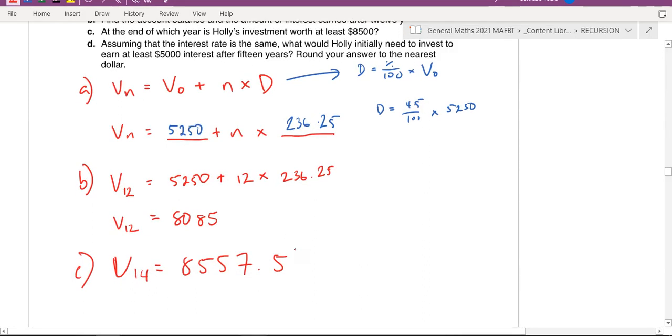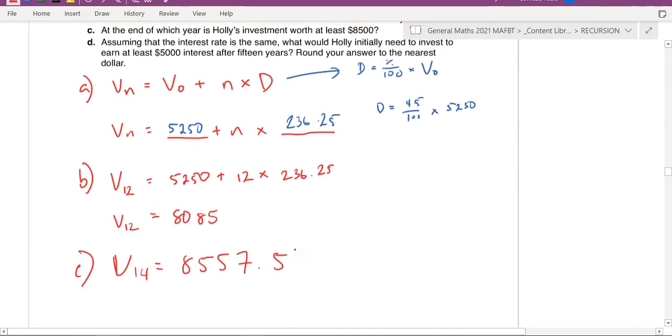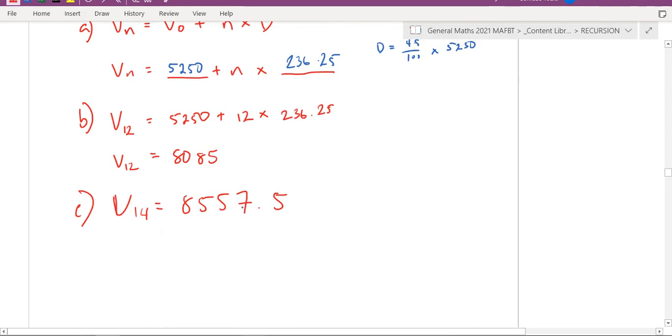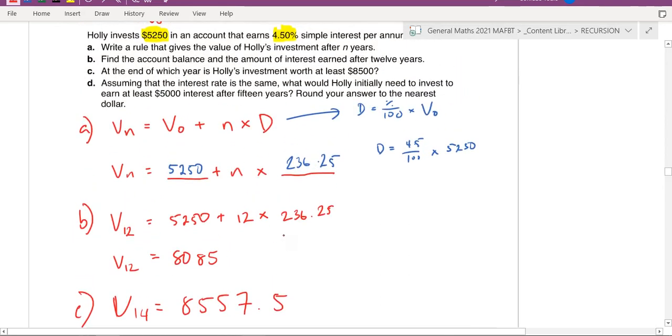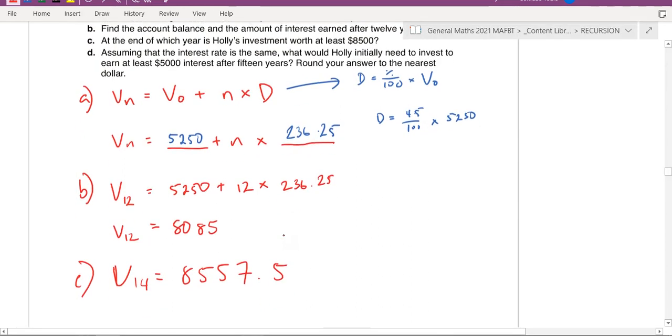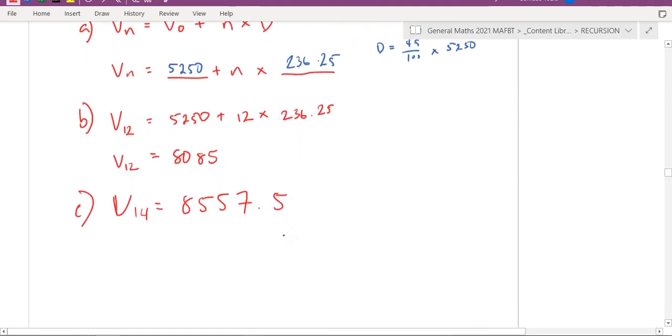Okay, I would also suggest that you write it as a sentence. You could write, so on the 14th year, they'll have this much. Okay, really good idea. But generally, with a question like this, it's just going to be a 1-mark question. So if you even just write the number, I would be okay with that.